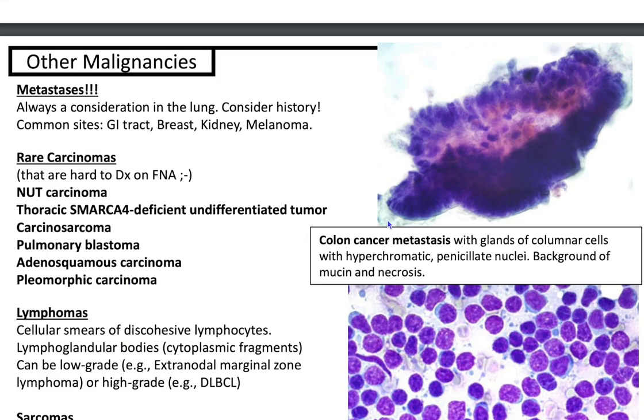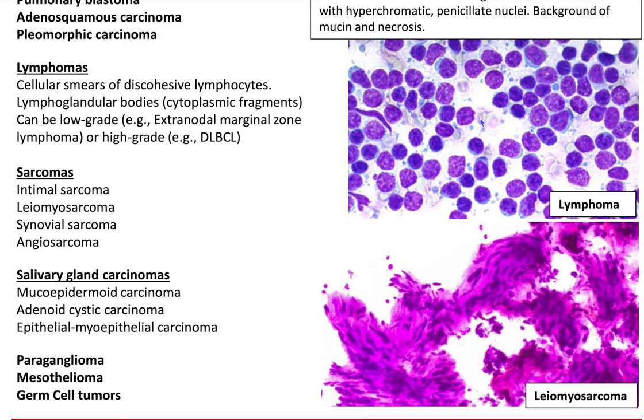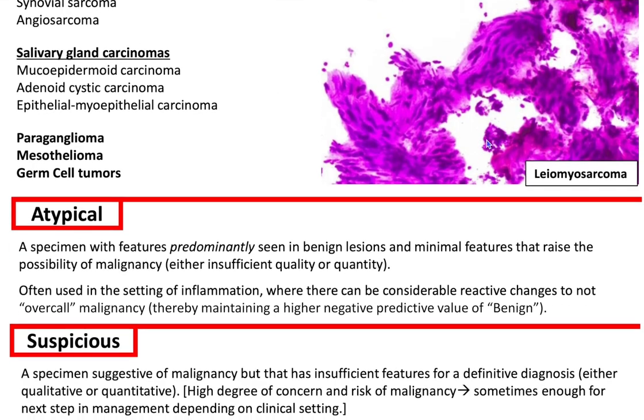So Dr. Schaberg provides a great image of colon cancer mets. This kind of dirty necrosis. You'll have mucin. You have these glands of columnar cells with hyperchromatic pencillate nuclei, this kind of picket fence look. Here's your lymphoma and your leiomyosarcoma.